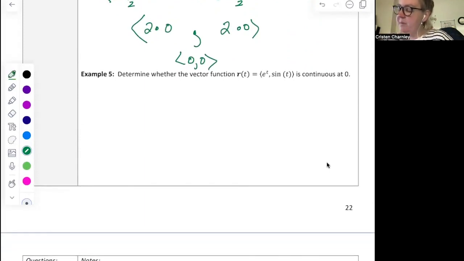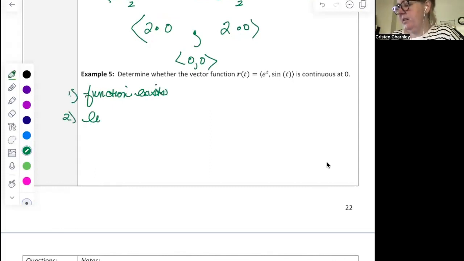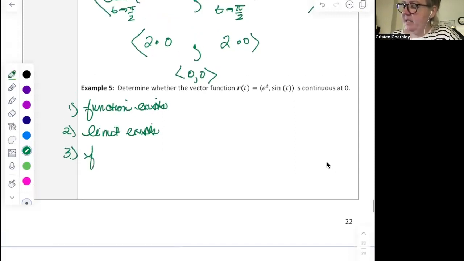Example 5. Determine whether the vector function e to the t, sine of t is continuous at 0. So what are we going to do there? You want to check the conditions for which it has to be continuous. Remember the continuity criteria we had to have. The function has to exist. That was one thing. And then the second thing was the limit has to exist. And the third thing was the function had to be equal to the limit. And this is all at a point.